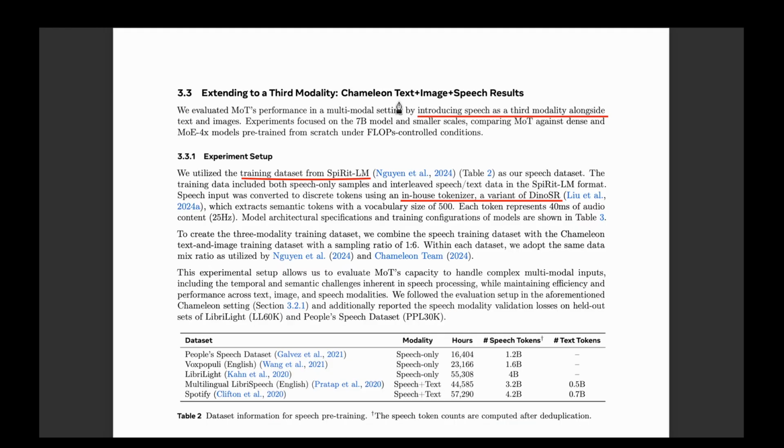In the next setting, they increase the complexity by introducing speech as the third modality alongside the text and images. So it's pretty much Chameleon with speech now included. For the training set for the speech, they use Spirit LM, which was introduced in 2024 in this paper, as the speech data set. And they use an in-house tokenizer, which is a variant of the Dino SR model, to extract the speech tokens with a vocabulary size of 500.